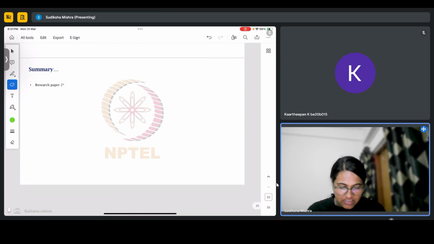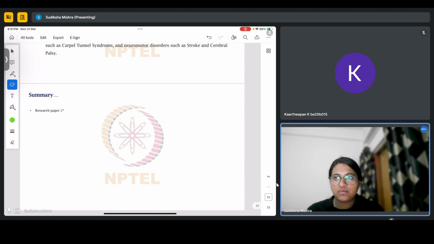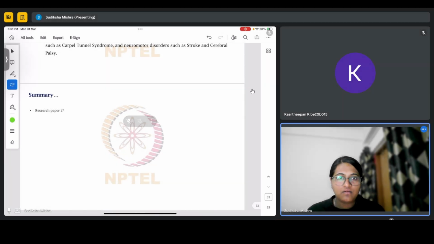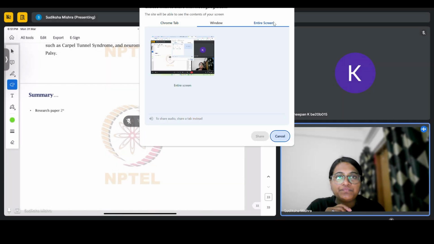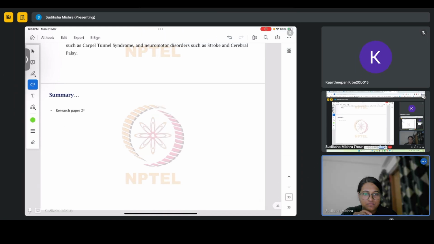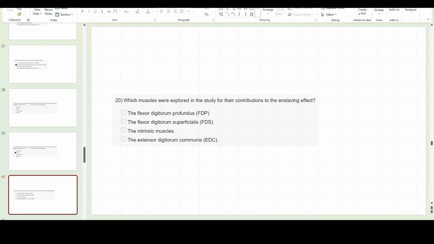Okay, so these were the two papers that were discussed in week 10. I will discuss some of the questions pertaining to week 10. Just let me share my screen.